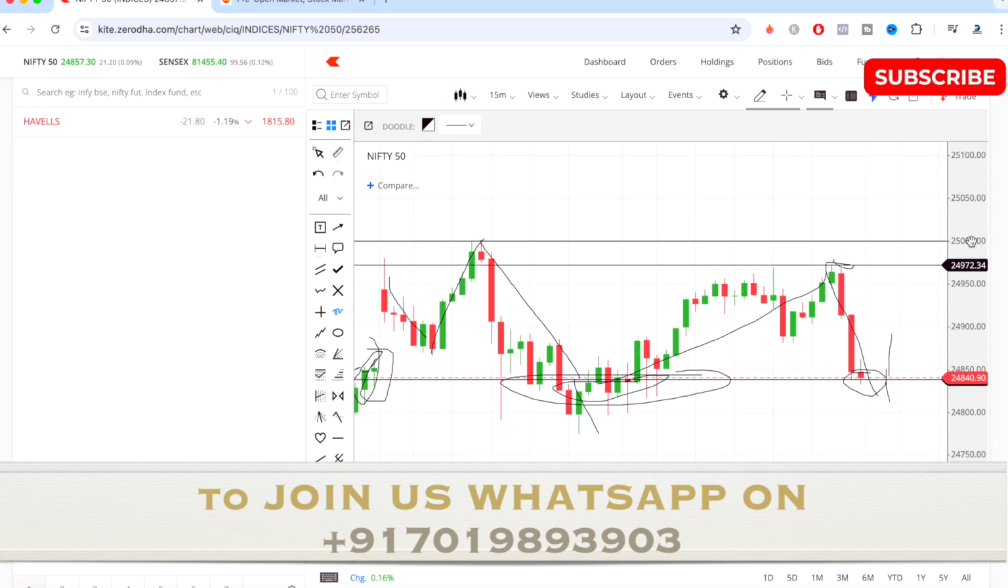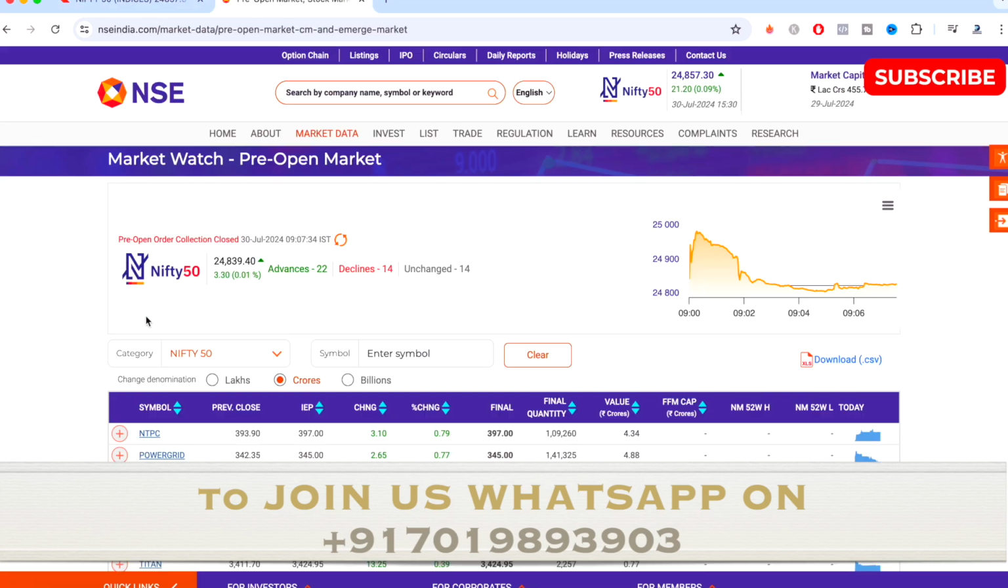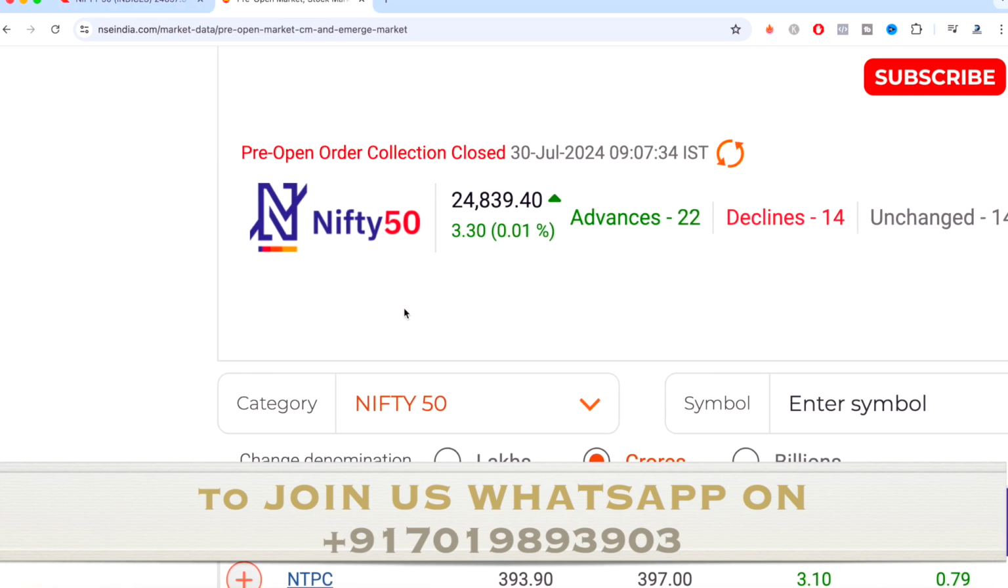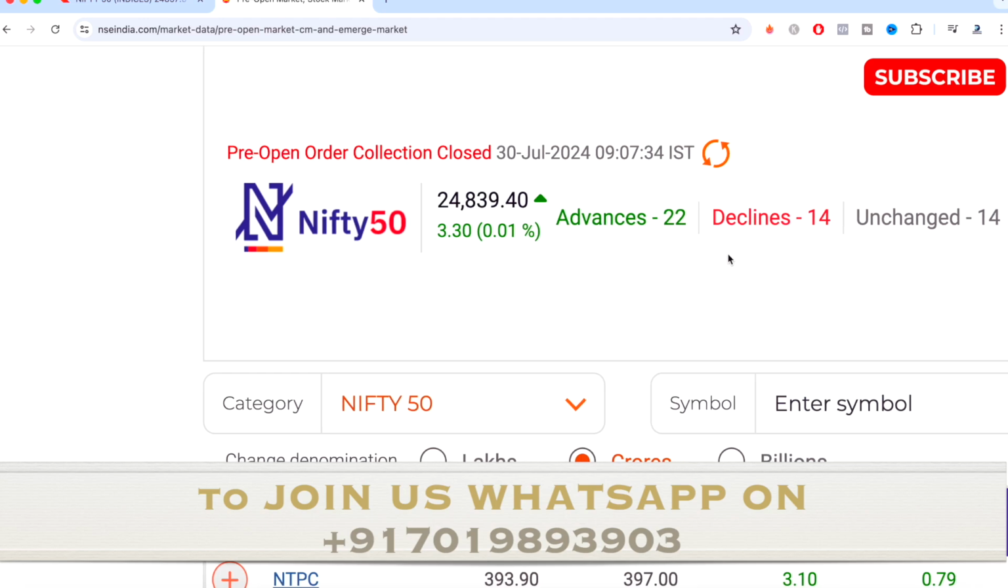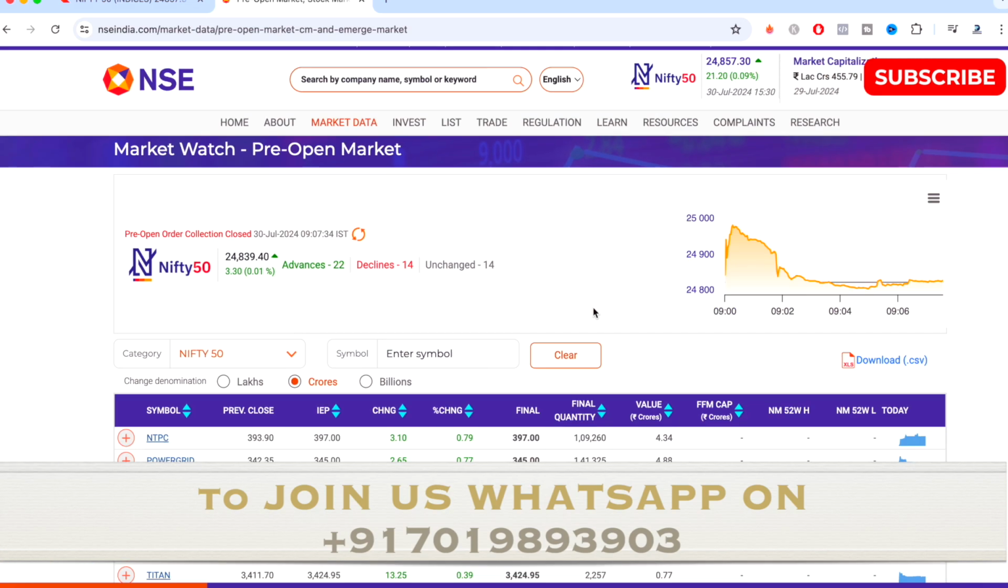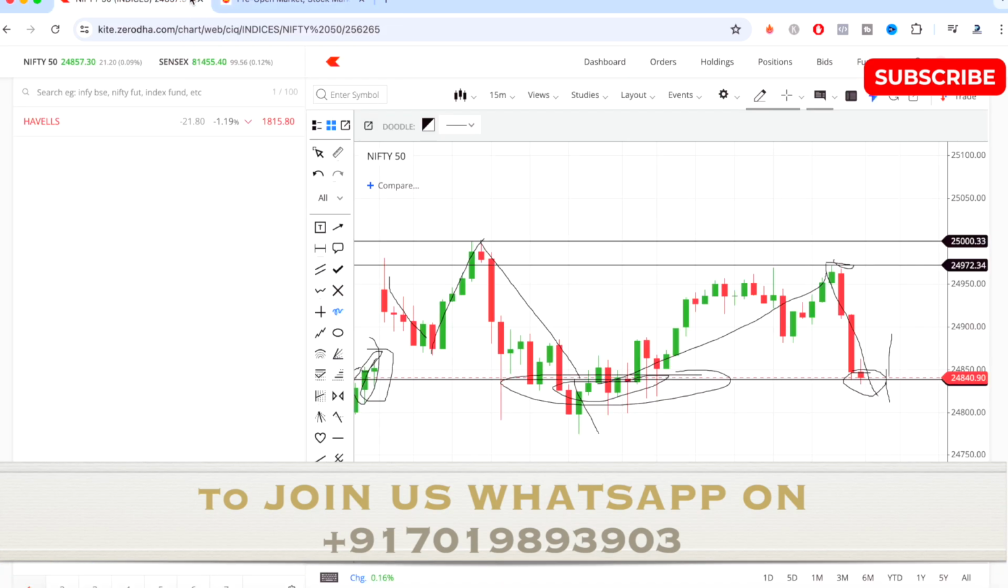But anyway, this was how the market performed for the day. Today the market opened a bit flattish at 0.01%. This is how the pre-open market opened for the day. Advances were 22, declines were 14, and unchanged were 14. After market opening, it was a bit sideways for the day, giving momentum on both sides, bullish and bearish.